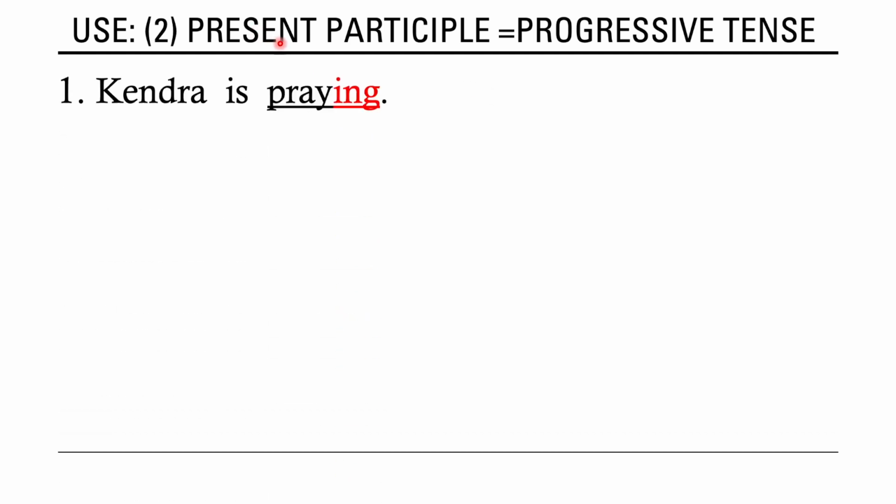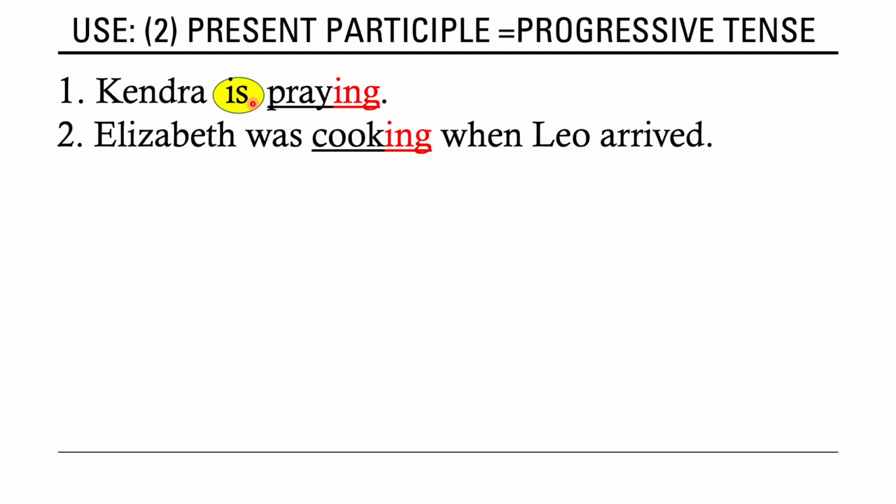Now, for the present participle, of course, the ing, remember, we have progressive tense or continuous tense. They are used there. Kendra is praying. So we have here the ing. Definitely, if we have the ing or the present participle, we will need a helping verb. Because we can't say Kendra praying. We can't say Miggy cooking. No, we need a helping verb. Kung hindi, barok yun. Kendra praying. Miggy cooking. Okay, there should be this one.